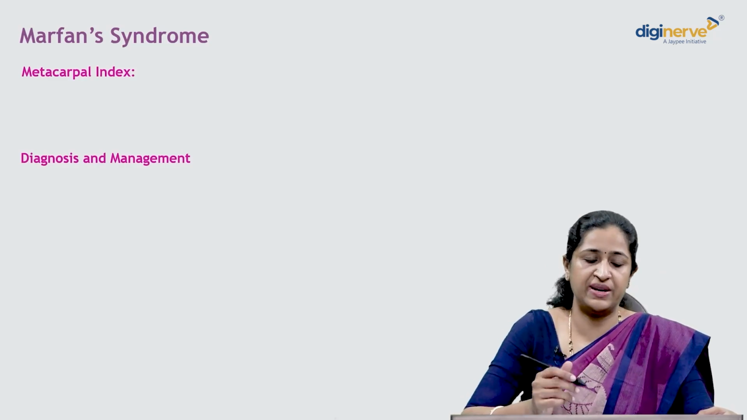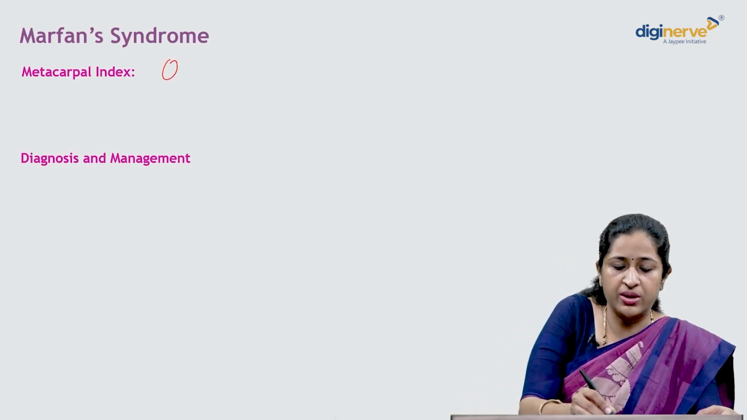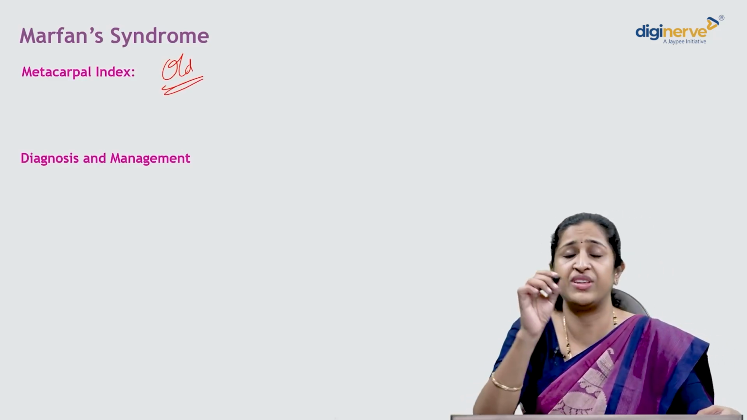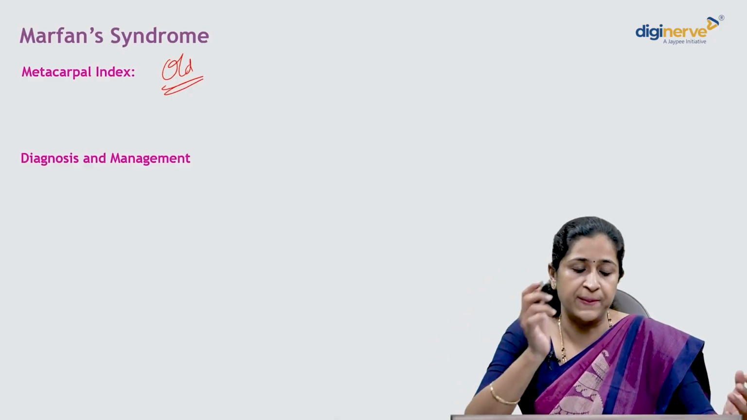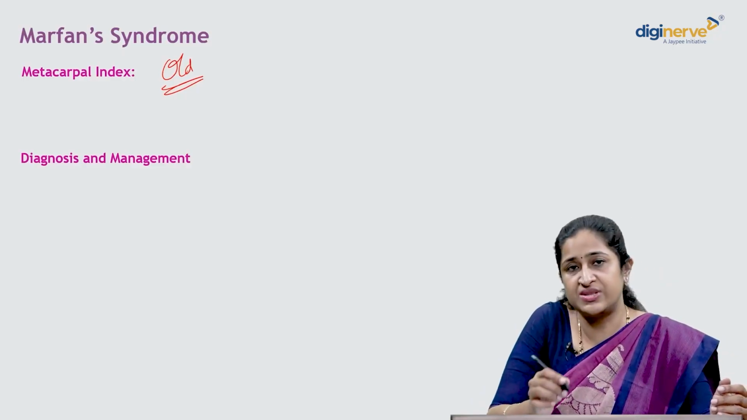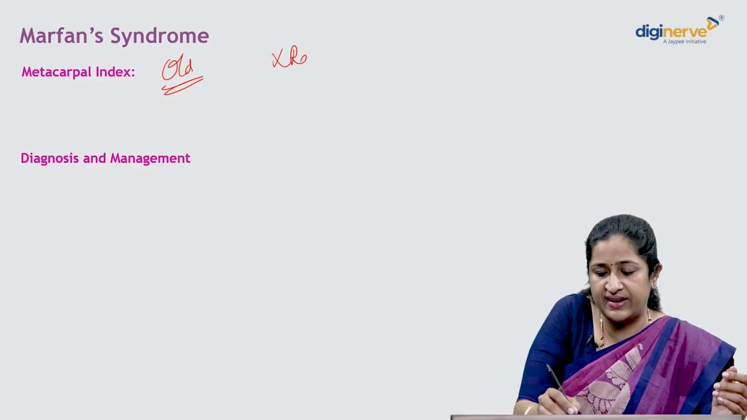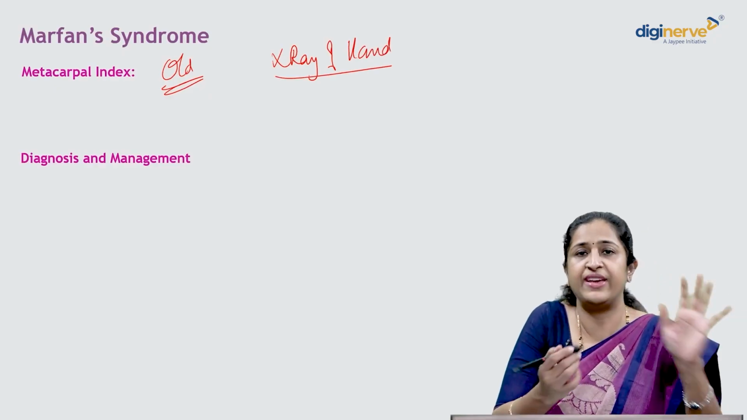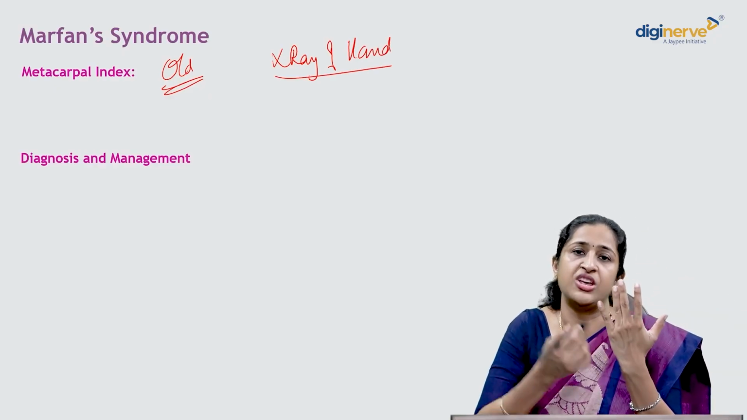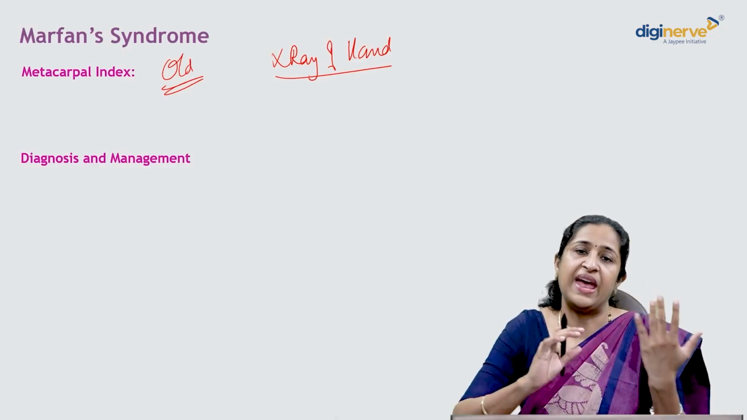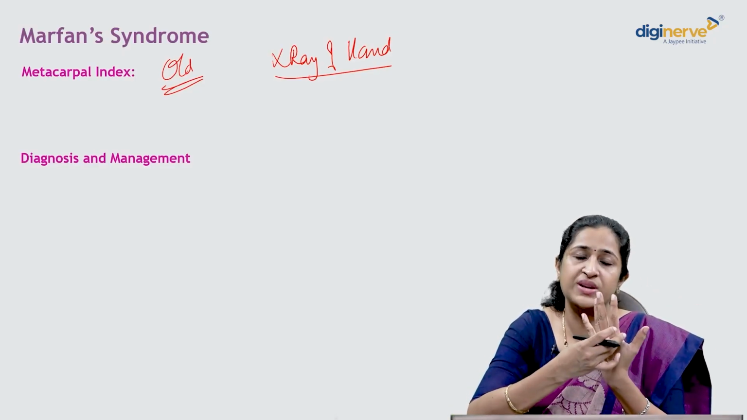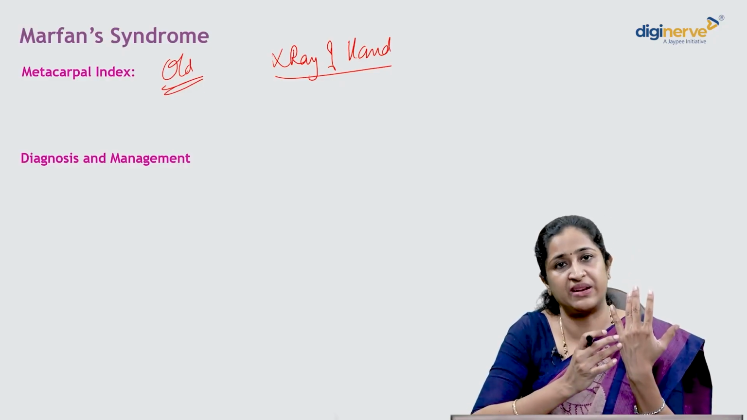What is the metacarpal index? Now, this is a very old parameter. Remember that first. It is hardly used nowadays, from what I have seen. This is to see, when you take an X-ray of the hand, you're going to find the various metacarpals of the hand. So you're going to take the length of the metacarpals, add them, and divide it by the sum of the width of the metacarpals.